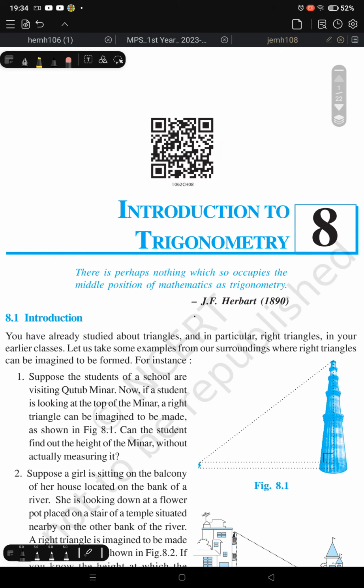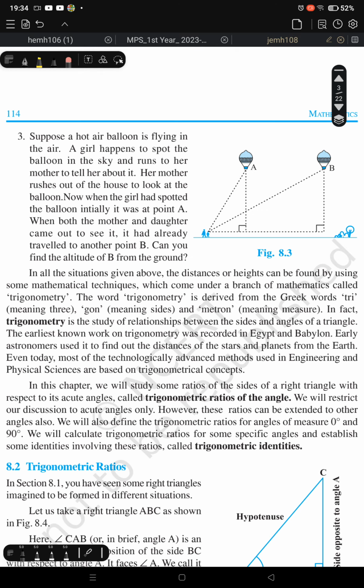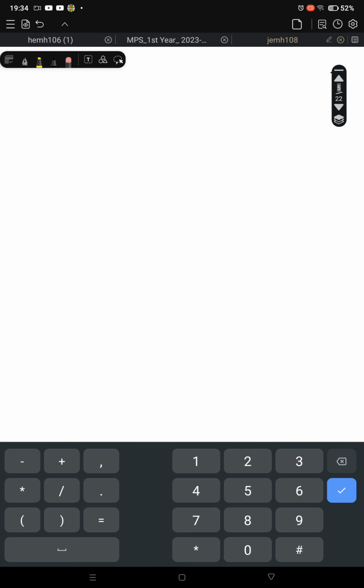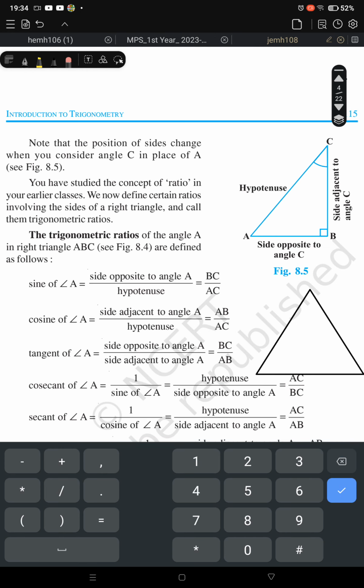So let us see, when we study about the trigonometry, here come the six main ratios that are there. First one is sine theta. So first let us study the basics of this.